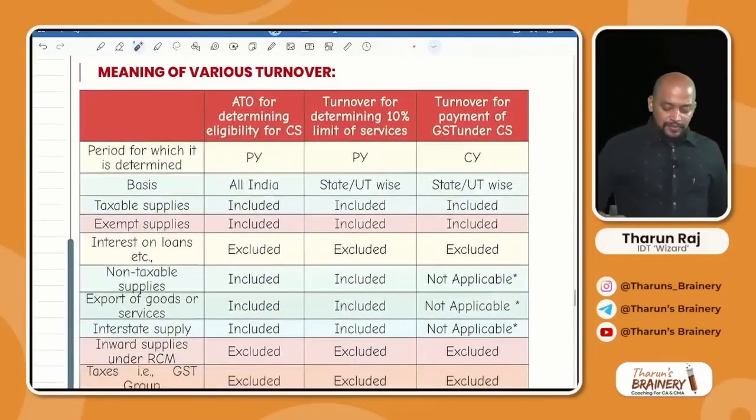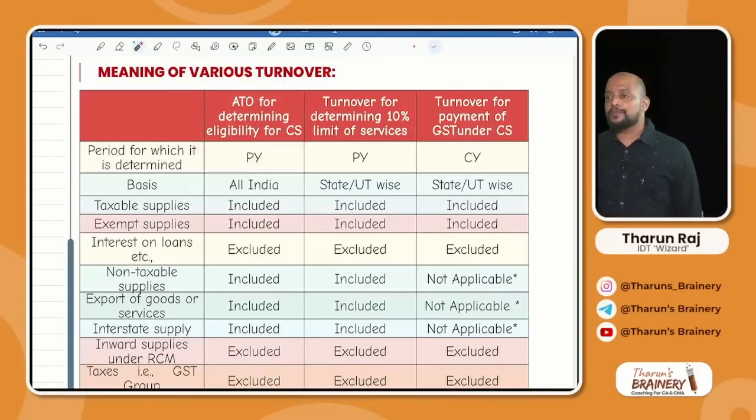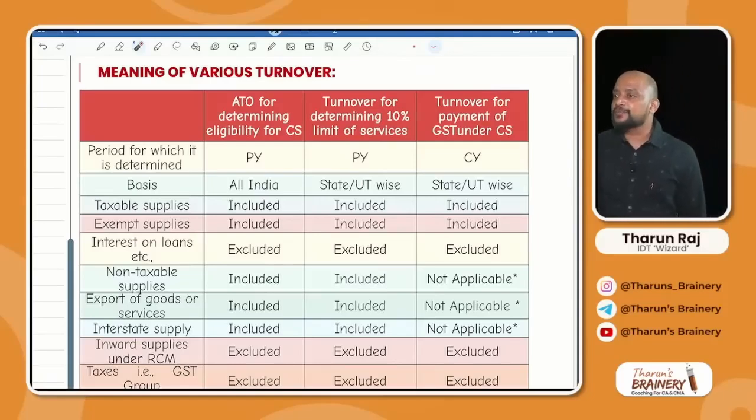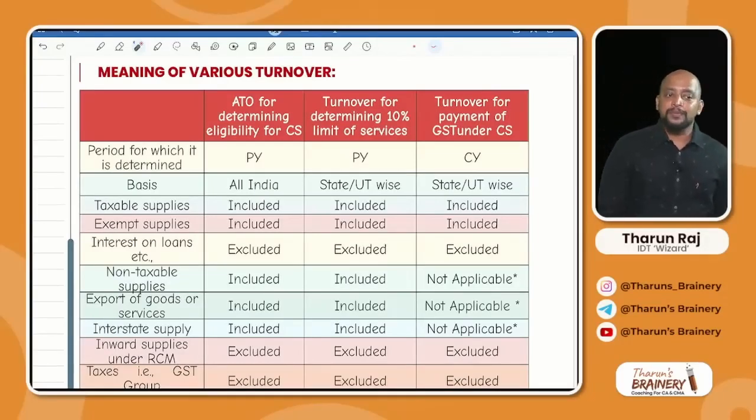Next, meaning of various turnovers you can see. We have come across 3 turnovers in the composition scheme. One is aggregate turnover for determining the eligibility to opt for composition scheme. That is, if you want to go for composition scheme, your turnover during the previous year should not exceed the limit. So whether we need to check this aggregate turnover for current year or previous year? Previous year. Then the next turnover we have come across is the 10% limit. I can provide service up to 10% of turnover during previous year or 5 lakhs, whichever is higher. So that is also again previous year turnover.